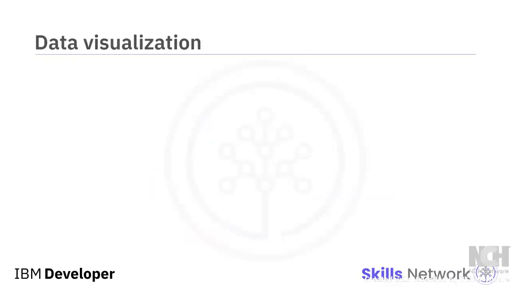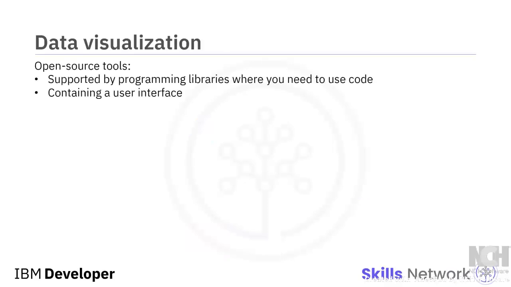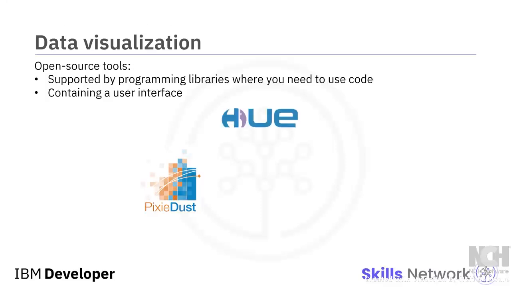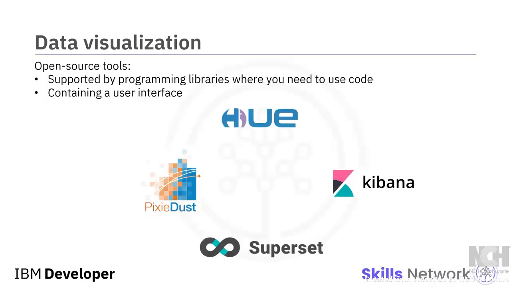Now, let's discuss the most widely used open source data visualization tools. You must distinguish between programming libraries where you must use code and tools containing a user interface. PixieDust is also a library but has a user interface that facilitates plotting in Python. A similar approach uses Hue, which can create visualizations from SQL queries, whereas Kibana, a data exploration and visualization web application, is limited to Elasticsearch as a data provider. And finally, Apache Superset is a data exploration and visualization web application.